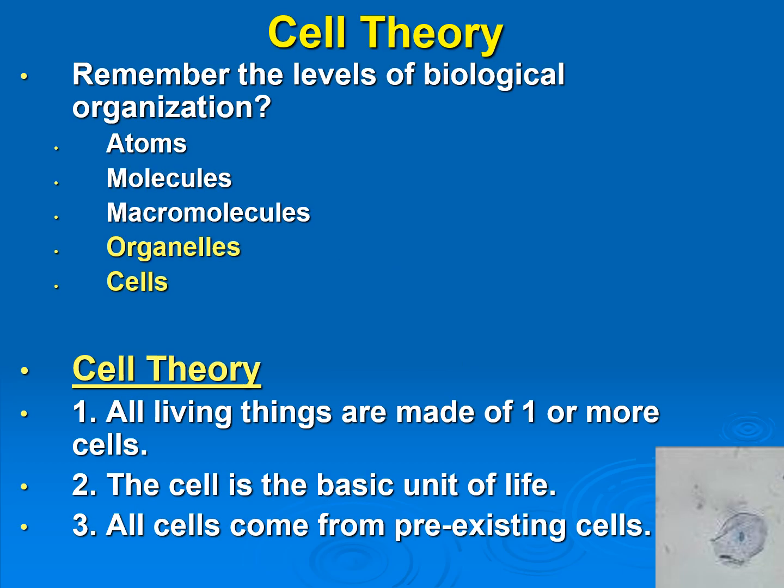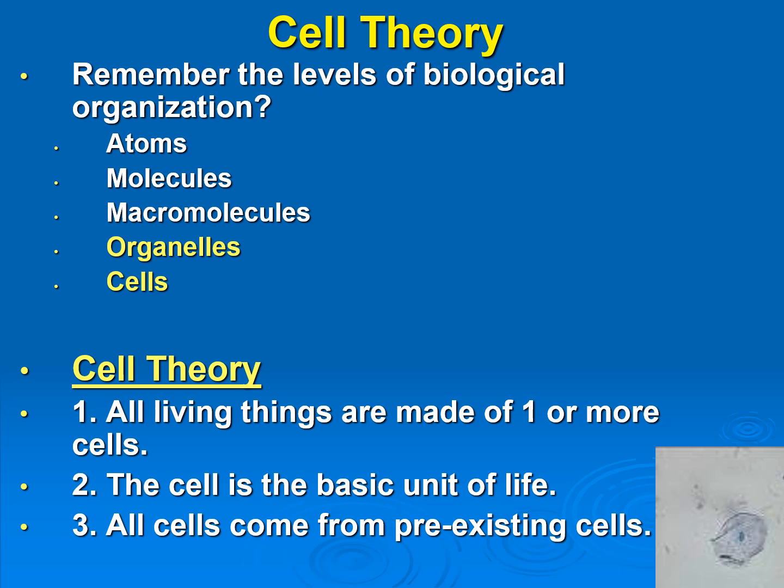So if you remember the levels of biological organization, we had talked about the atoms, molecules, the macromolecules, and now we're going up to the organelles and then to the cells. And one important thing that you need to know is the cell theory. This was a theory that was come up by some German scientists actually in the 1830s, and each of them were looking at a bunch of different organisms and noticed that they were all made of cells. So that's how they came up with the cell theory.